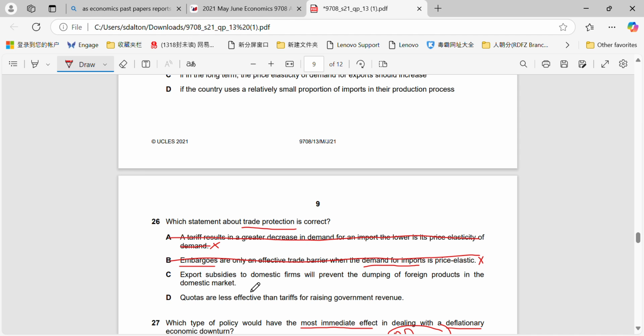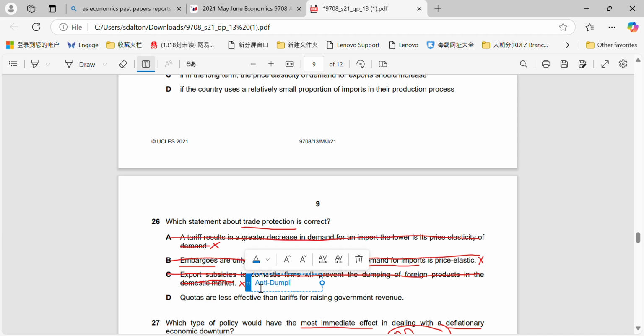Export subsidies to domestic firms will prevent the dumping of foreign products. Again, that is not true. Although it can happen, if export subsidies are provided to domestic firms and the price that the domestic firms are selling at is still below, it's not going to affect their price competitiveness. But also, if we want to protect or prevent the dumping of foreign products, we need to actually implement anti-dumping measures.